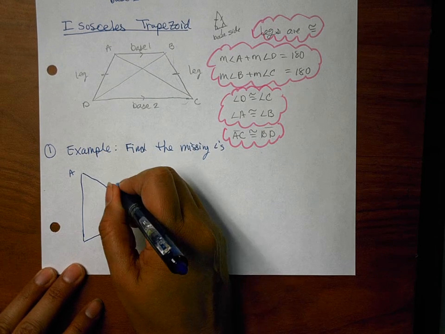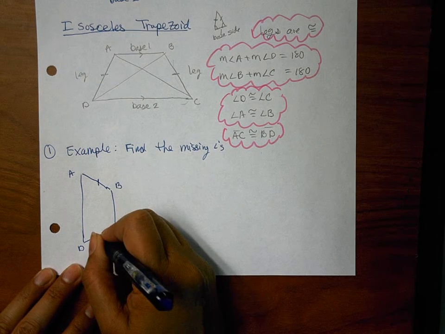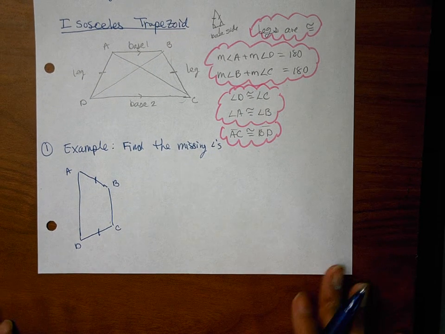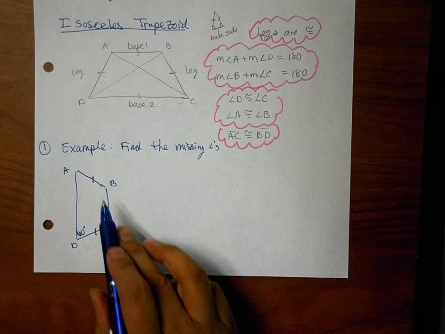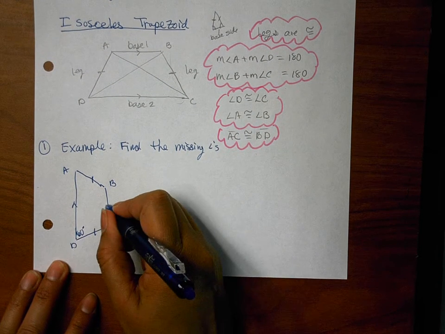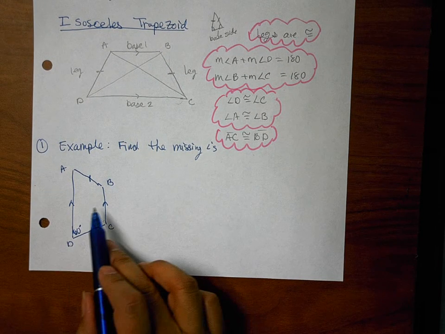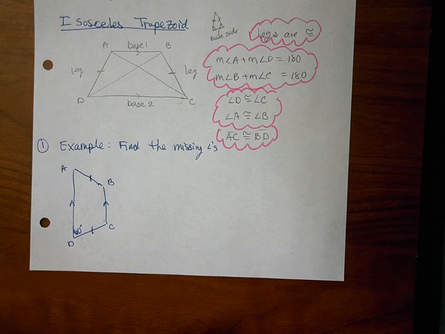Okay. I'm going to mark this A, B, C, D. I'm going to mark that those two sides are congruent and that this is 60 degrees. And that's all I'm going to give you. Oh, and parallel, of course, because it is a trapezoid. Those two are the parallel sides. Those two are the congruent legs.